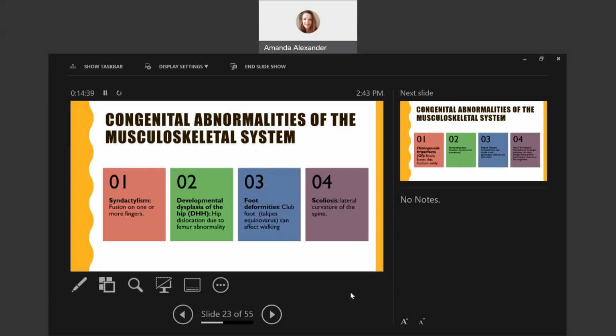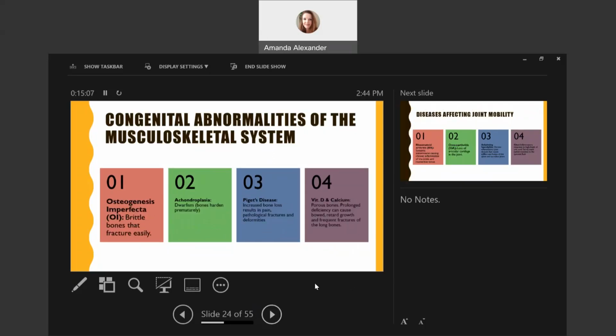Here are a couple congenital abnormalities of the musculoskeletal system. Syndactylism is fusion of one or more fingers. Developmental dysplasia of the hip is a hip dysplasia due to femur abnormalities. Foot deformities are club foot. This can affect walking. And scoliosis, lateral curvature of the spine. Osteogenesis imperfecta are brittle bones that fracture easily.